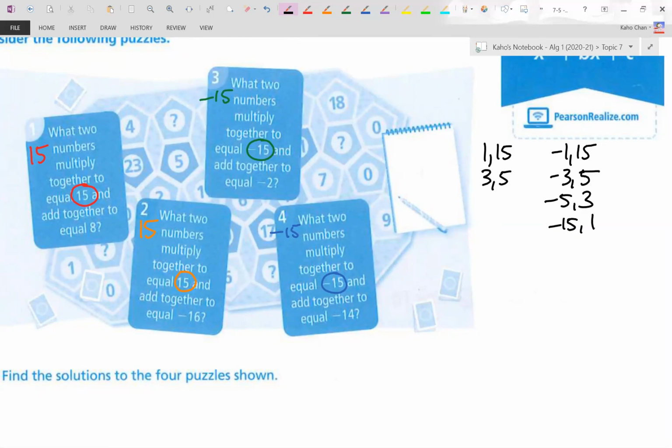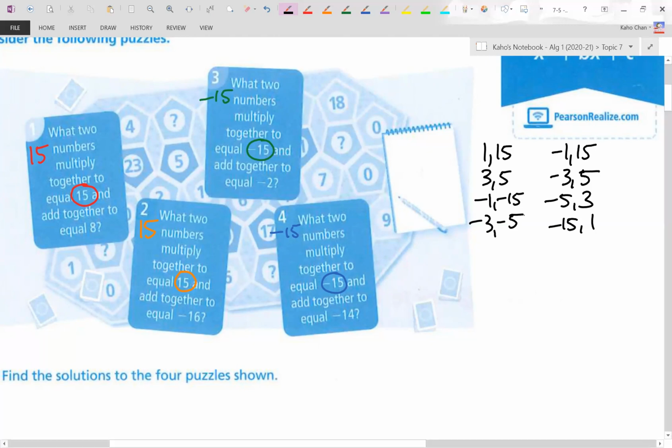Now, back to positive 15. Some of you might be thinking, wait, can I multiply 2 negatives together? And you're right. Negative 1 times negative 15, negative 3 times negative 5 gives you a positive 15. So right now I've listed 8 possible ways of multiplying factors together to give me either positive 15 or negative 15. So let's take a look at each of these pairs.